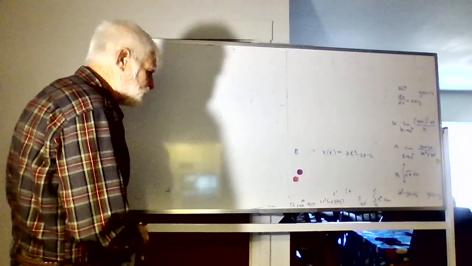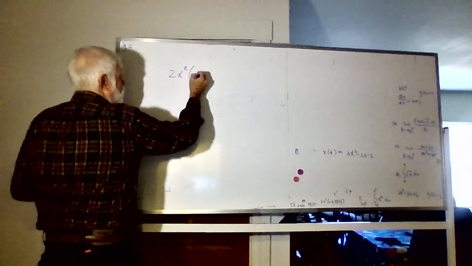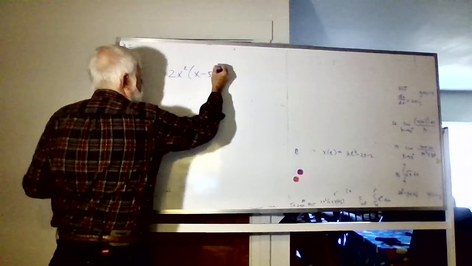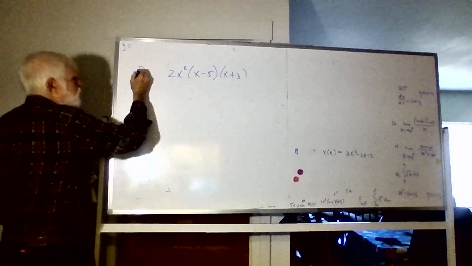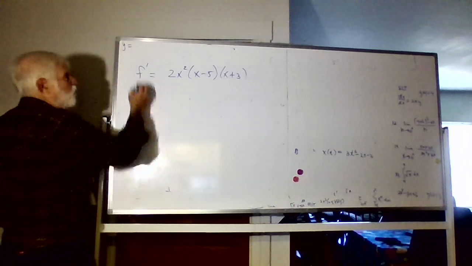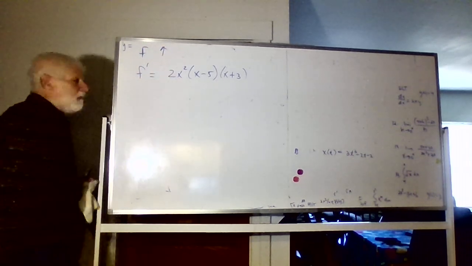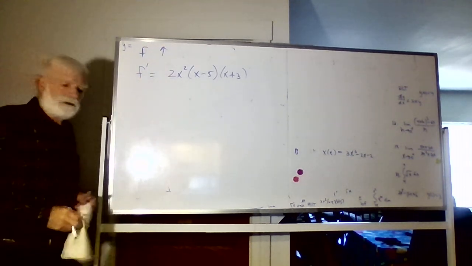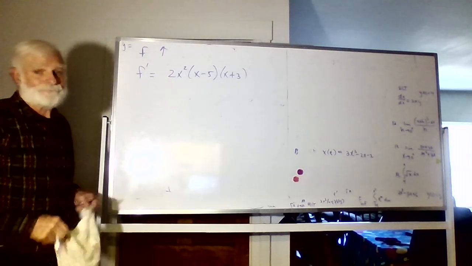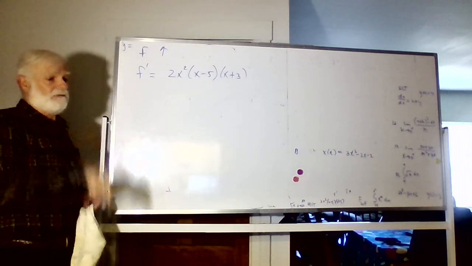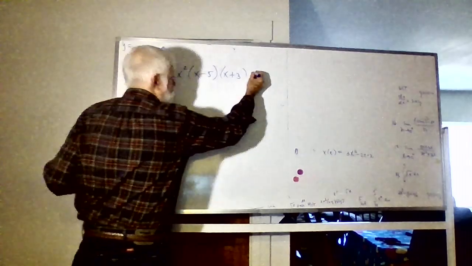All right, two more problems. 2x squared, x minus 5, x plus 3. And we're going to call that f prime, little f prime. And we want to know when f, little f, is increasing. Well, little f is increasing when tangents are positive. If a tangent is negative, it means the function is decreasing. So we're going to make when this thing is greater than 0.